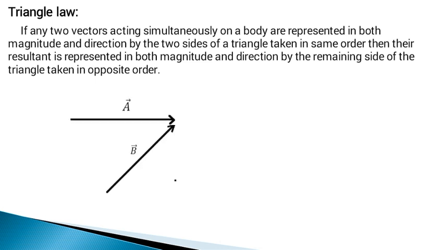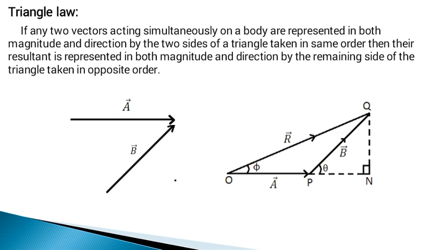Consider two vectors, vector A and vector B, acting simultaneously at a point. It means two vectors are acting at a point at the same time. And they are completely represented by two sides of a triangle taken in the same order. Here vector A and vector B are represented by two sides OP and PQ of triangle OPQ in terms of both magnitude and direction. It means side OP represents both magnitude and direction of vector A and side PQ represents both magnitude and direction of vector B.